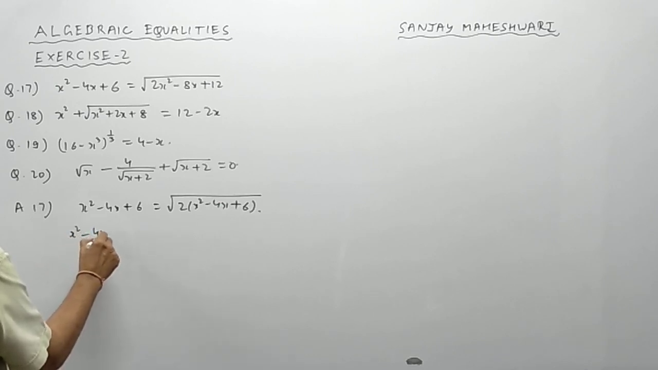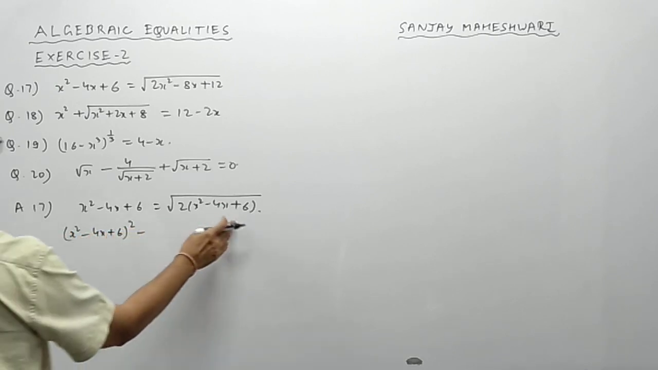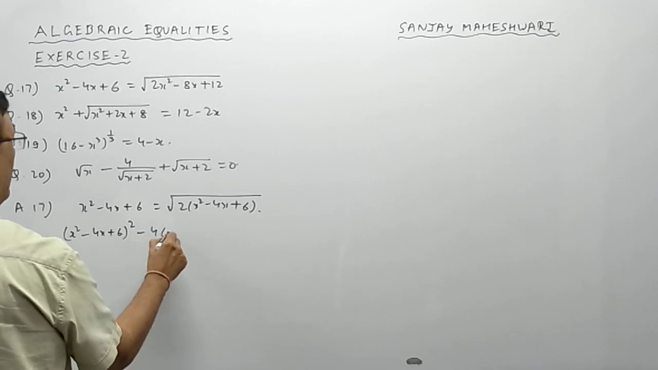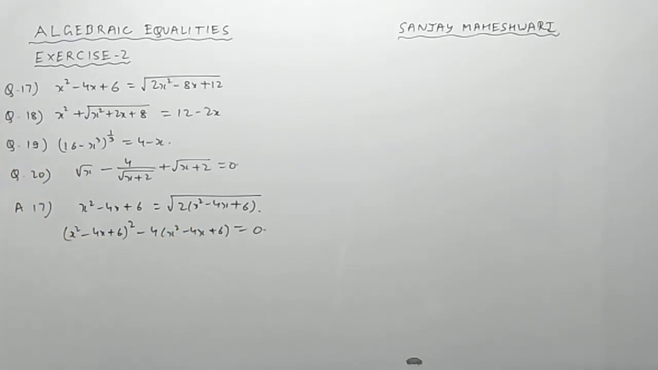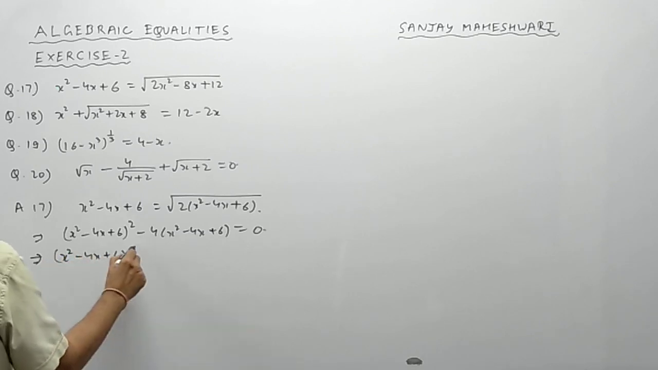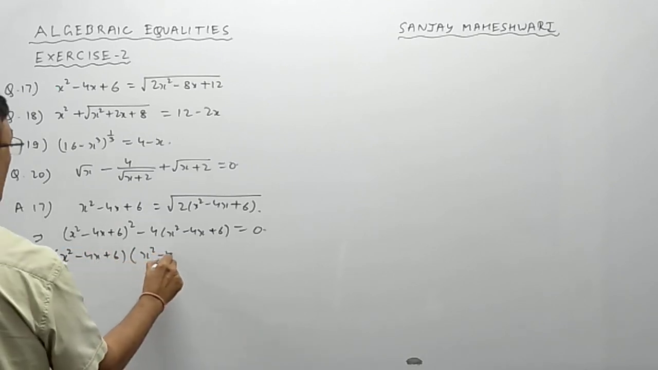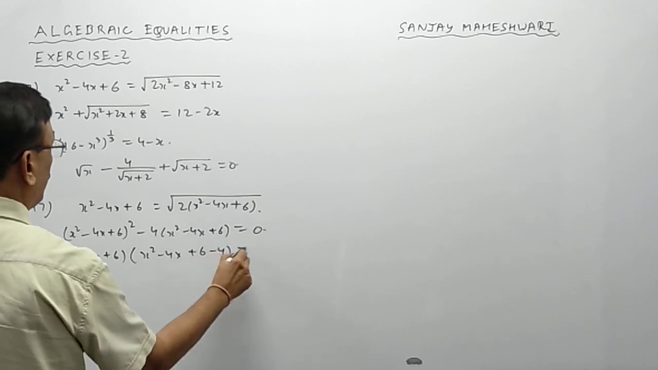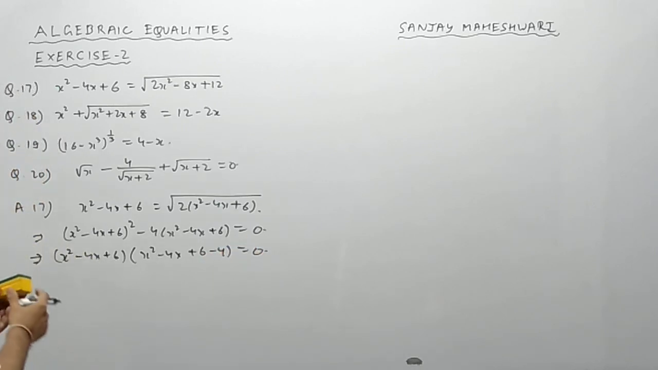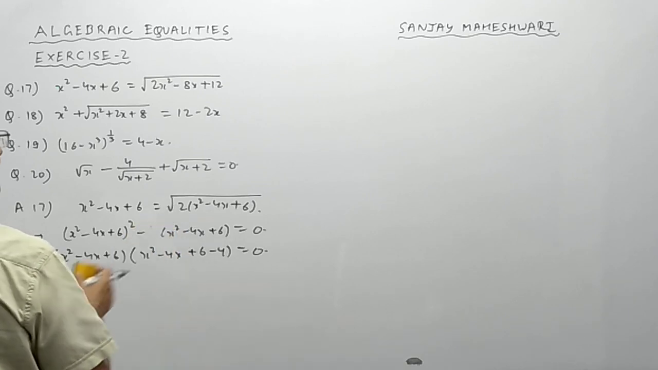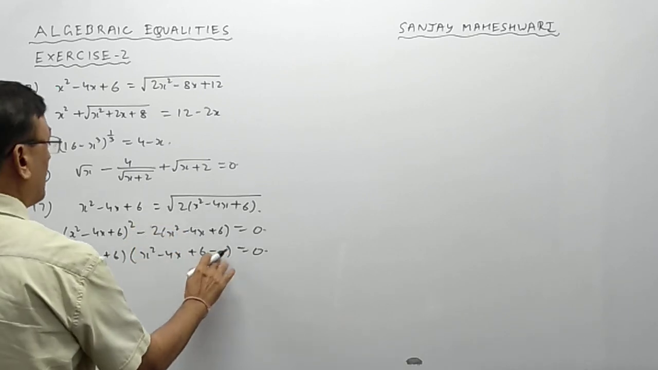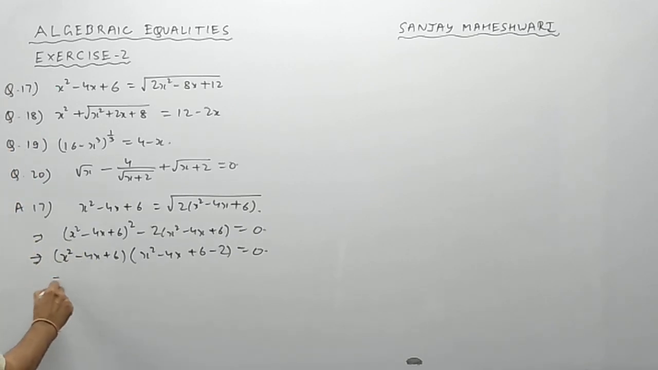x square minus 4x plus 6 whole square minus, we will bring it to this side, 4 times x square minus 4x plus 6 equal to 0. Now this is common, we will take it out. x square minus 4x plus 6 is common, and here x square minus 4x plus 6 minus 4 is equal to 0. Minus 2, this is 2, sorry. Minus 2 is equal to 0. So this is a positive number.